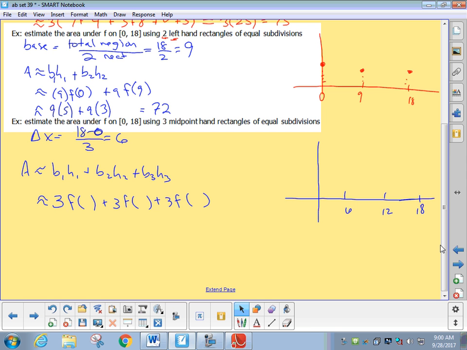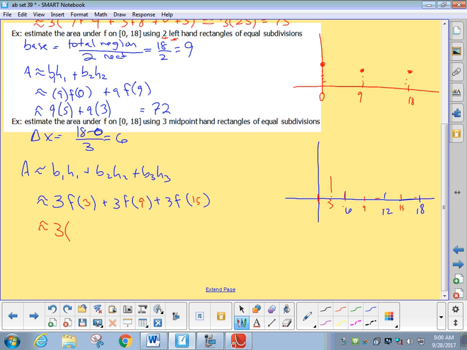Where's your first height drawn? 0, 3, I heard. Which one is it? 3, yeah, it's because it's midpoint. The interval from 0 to 6, the midpoint of that is 3. You're going to use 3. And then the next height will be halfway between 6 and 12. The midpoint is 9. The last one is the midpoint between 12 and 18, which is 15.